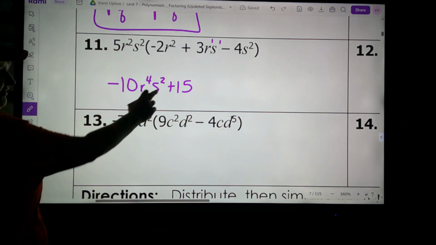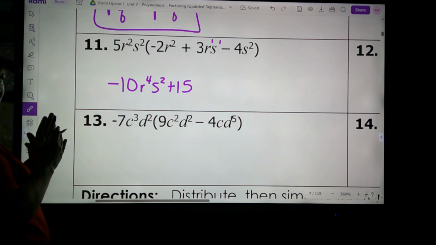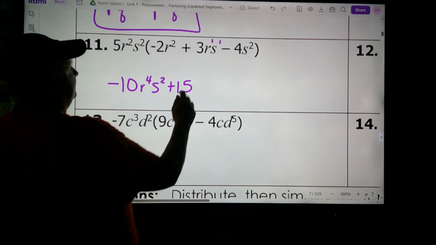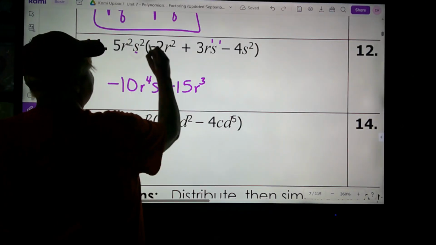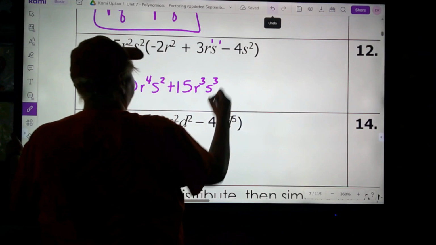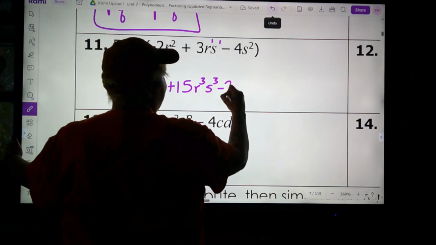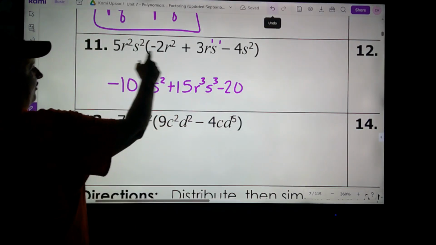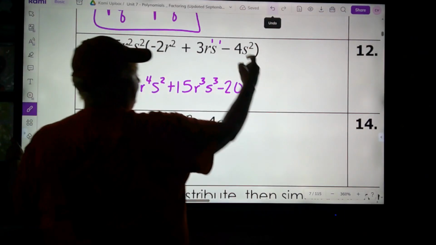Make sure you separate it with an operator. Otherwise it all becomes one term. It has to be separate terms. Right? R squared, R to the first. S squared, S to the first. 5 times -4, -20. R squared doesn't have one. S squared times S squared.